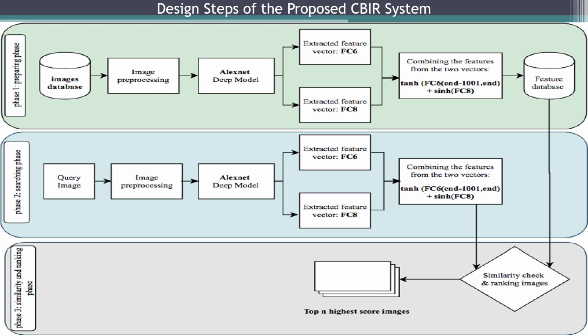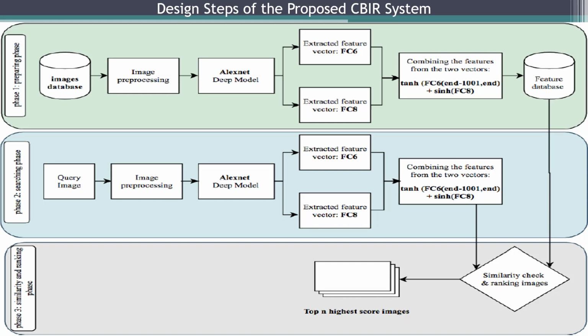First is the preparing phase. The database of the images undergoes the first phase of preparing and collecting the features. This is done for each image in this database. The database images must be pre-processed in order to suit the network model input, either cropping the image to the correct size or resizing it. The images then are fed to the deep model. Then two features for each image are extracted from the FC6 and FC8 layers of the deep model.